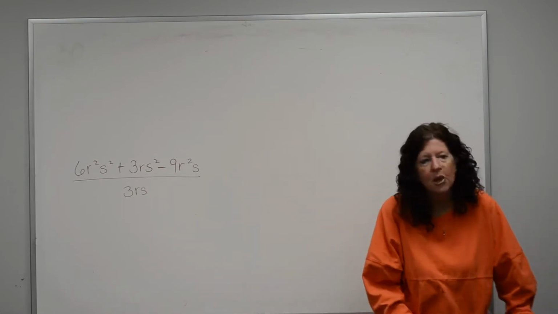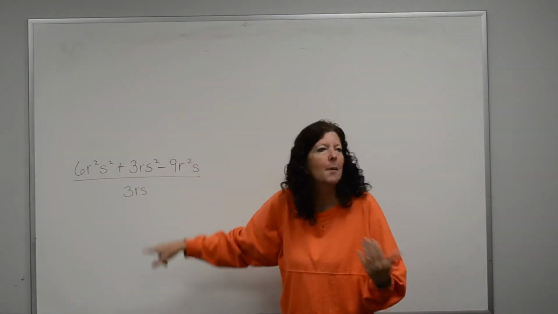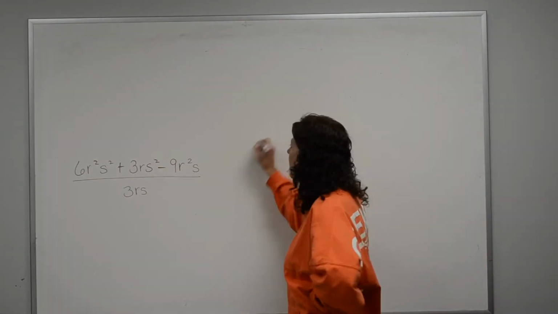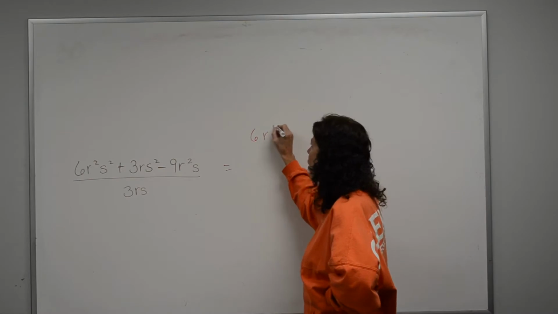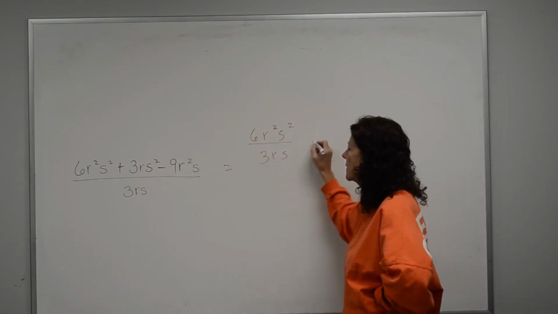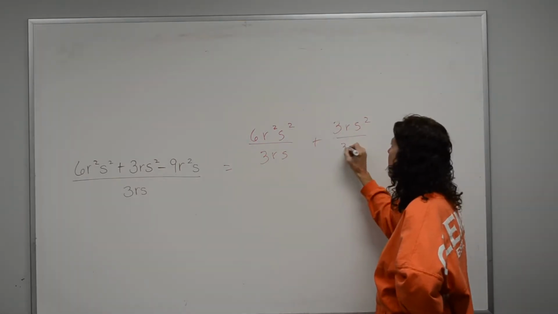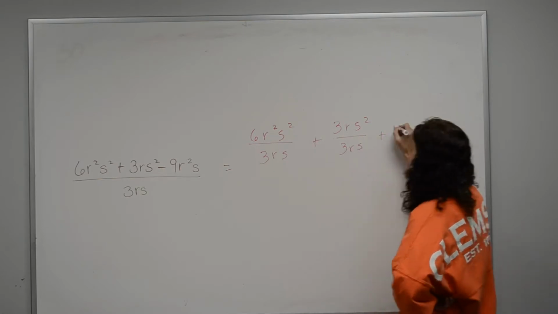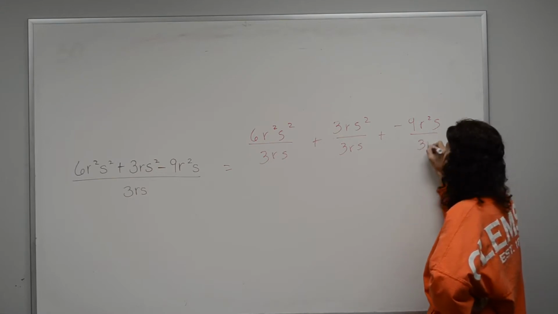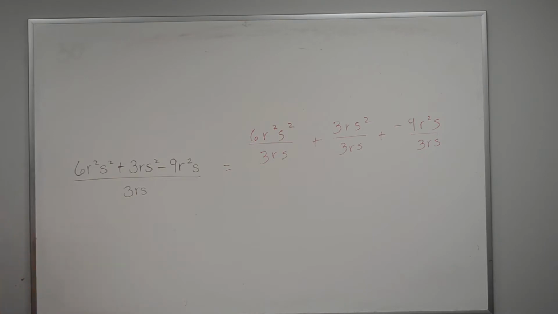When you have a monomial on the bottom, basically you can look at the monomial as the common denominator between all three of these terms on the top. So you can rewrite it like this: 6r squared s squared over 3rs plus 3rs squared over 3rs plus negative 9r squared s over 3rs. You with me so far? Okay, it's just a common denominator across the board.